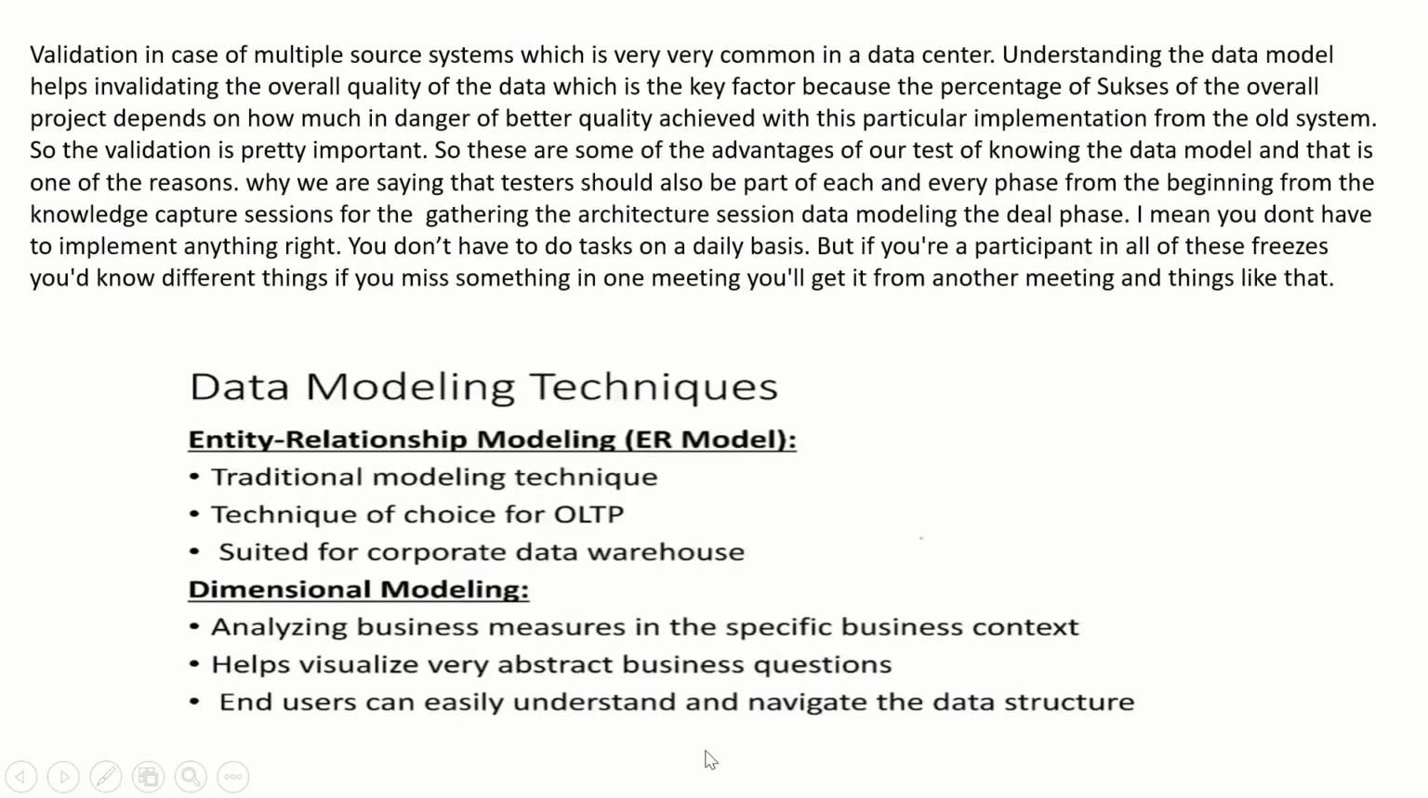Validation in case of multiple source systems, which is very common in a data warehouse. Understanding the data model helps in validating the overall quality of data, which is the key factor, because the success of the overall project depends on how much better quality is achieved with the particular implementation of the system. So validation is pretty important. These are some advantages of a tester knowing the data model.